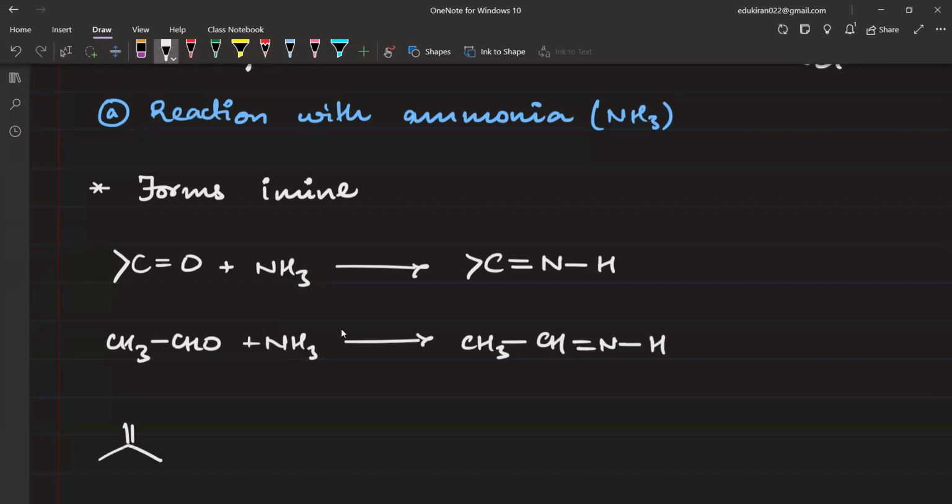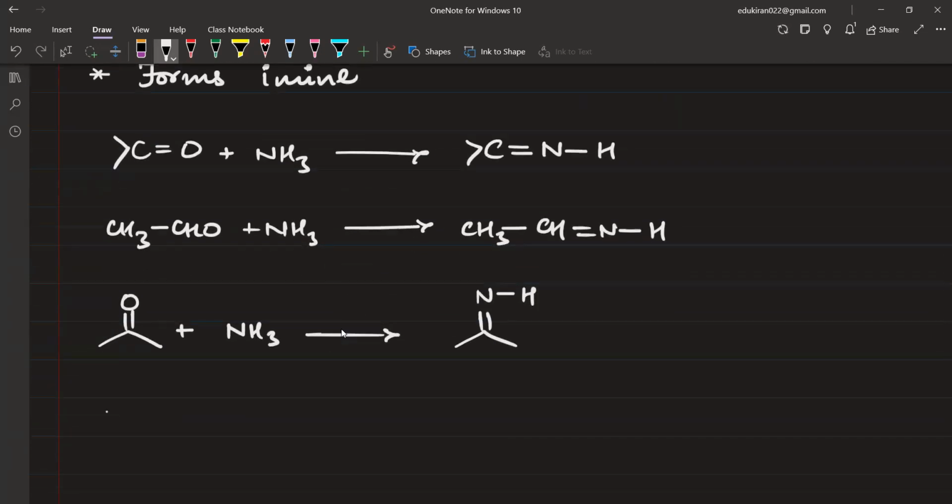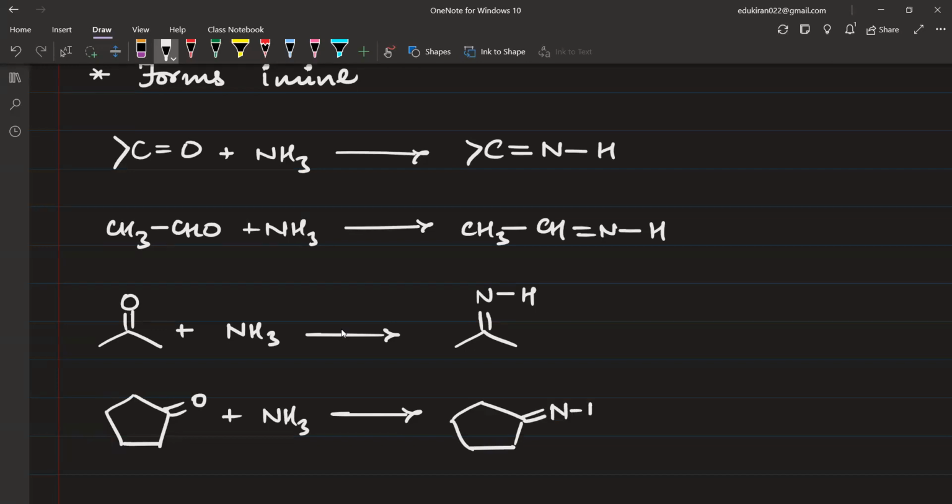Similarly, if you have a ketone like this, plus NH3, this is going to give you double bond. Here you will get what? Nitrogen and then H. If you get something cyclic, then also you don't have to worry. Double bond O plus NH3, two hydrogens from the ammonia and oxygen will be removed, then you will get double bond N and then H.